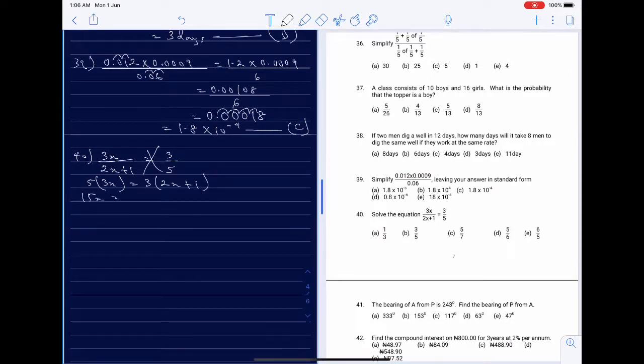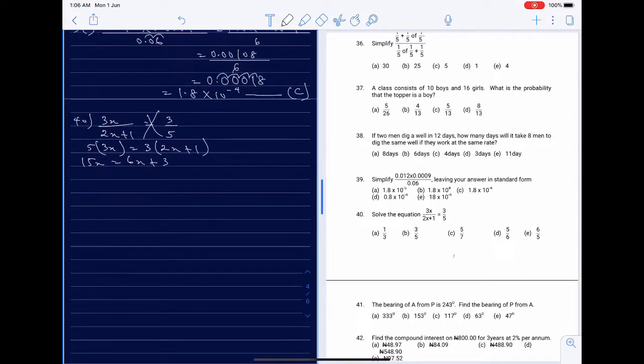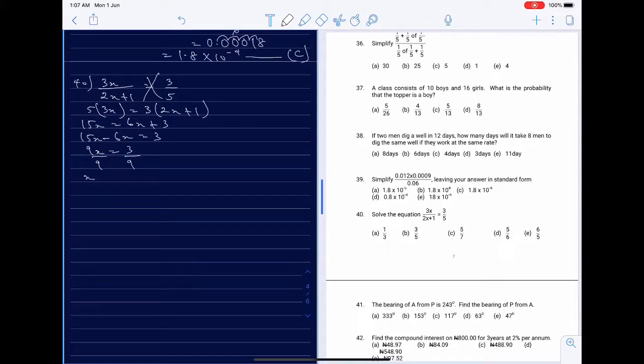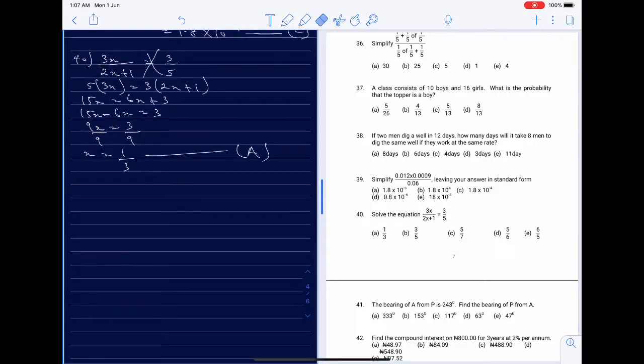And this means 15x equals 6x plus 3. And of course, we can collect like terms by bringing 6x to the left hand side, and it becomes minus 6x equals 3. That's 9x equals 3. When we divide both sides by 9, x will be equal to 1 over 3. That's it. And the correct option is 1 over 3. That's A. Yeah, it looks like the first time we've got an A as the answer.